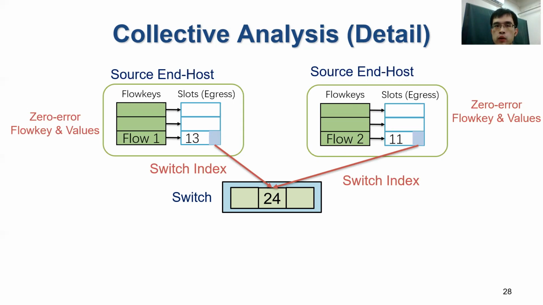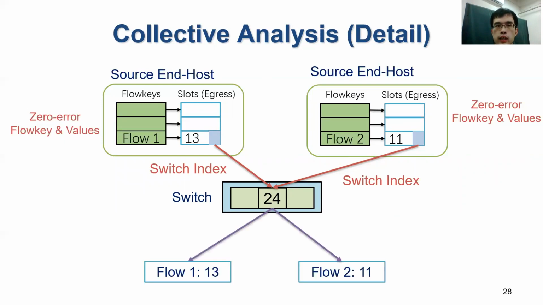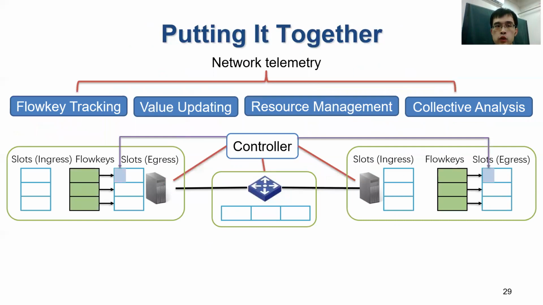In our example, there is a flow 1 with value 13 and a flow 2 with value 11. So we can decompose the value in the switch slot into the two flows according to the source information. So far, we have introduced all the four partial operations. In summary, the resource usage is acceptable in each type of network entities to achieve full accuracy.